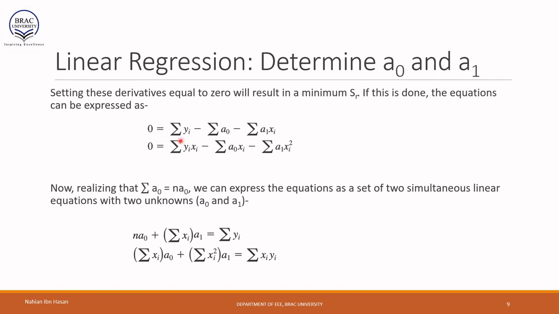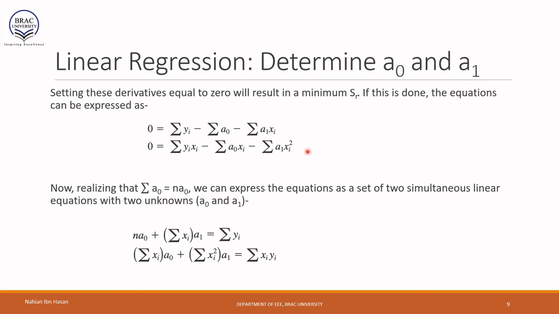So we set those two equations equal to 0, and if we simplify those two equations, we will get something like this: summation over yi minus summation over a0 minus summation over a1 xi. What we're doing is just taking the summation over individual terms in those equations. So we get these two equations, and within these equations there are two parameters to be determined, a0 and a1.